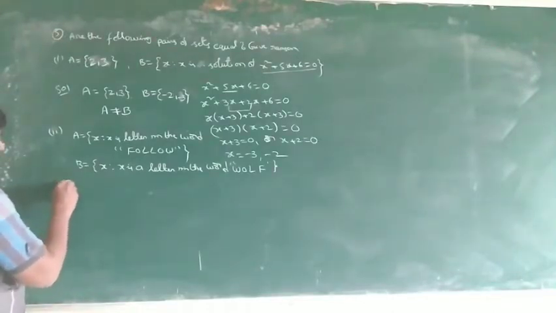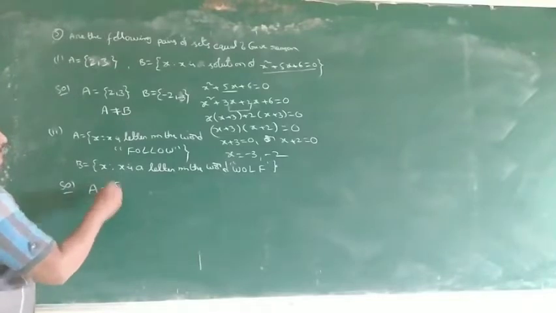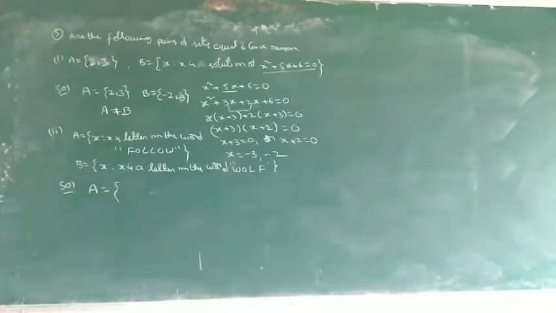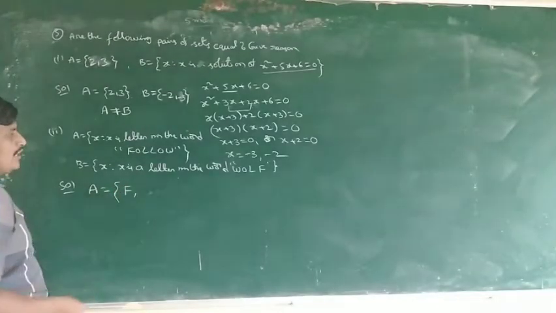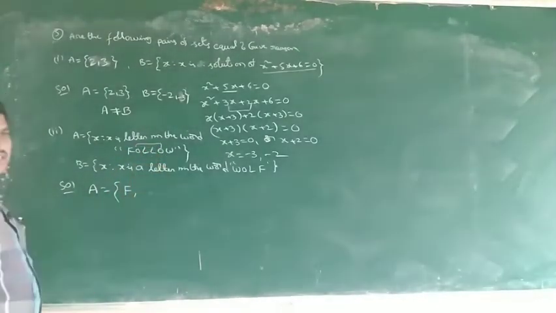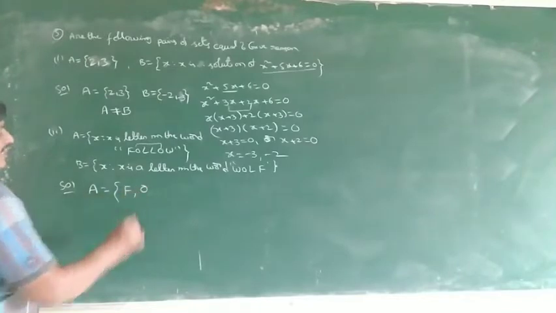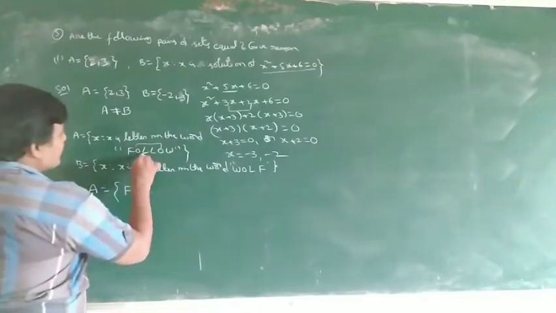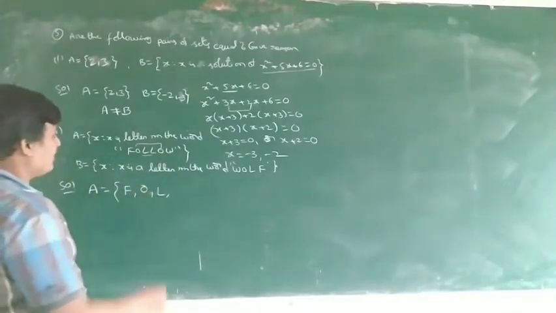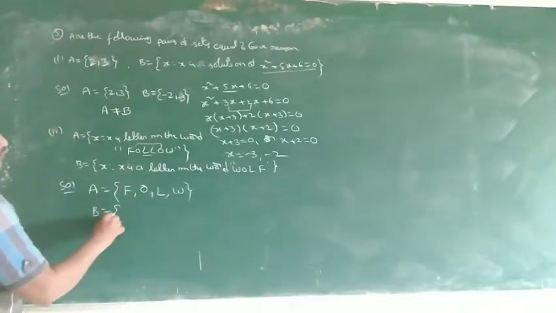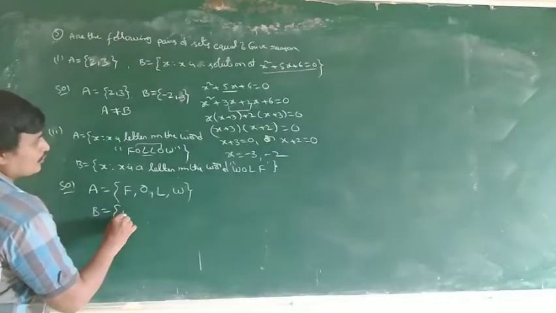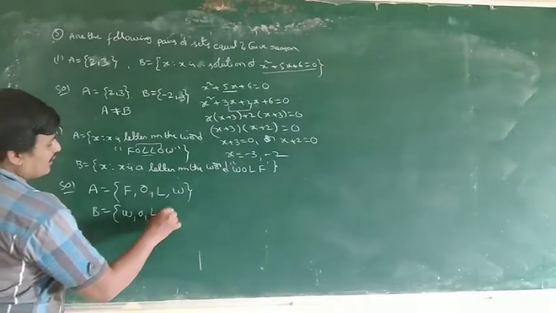Solution: what is A? The set builder form is converted into roster form. In follow, F is only one. Two O's are there, so we can write one time. L's are two times, we can write one time. And W. So B is equal to wolf, W O L F.